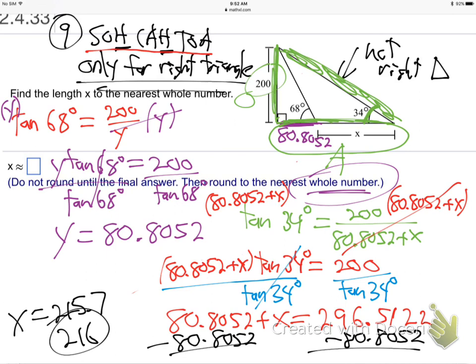So remember, it's all about right triangles, huh? There's 3 triangles up there: left triangle, right triangle, whole triangle. 2 of them are right triangles, the left triangle and the whole triangle. So those are the 2 we use.